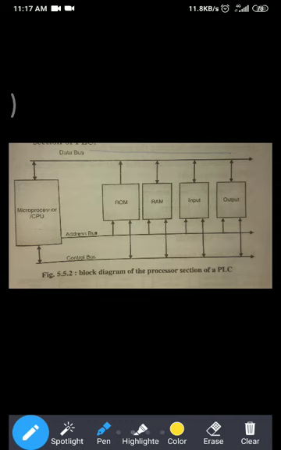Programming mode, in which the processor allows the user to make changes in the program, including entry and editing. The second is run mode, in which the processor allows the user to execute the program which is loaded in it. And the third is the remote mode. In this mode, the processor is placed in remote mode and the user is allowed to edit the program and make changes in the program. It cannot erase the full program. It can just edit the program. This is the difference between programming mode and remote mode.